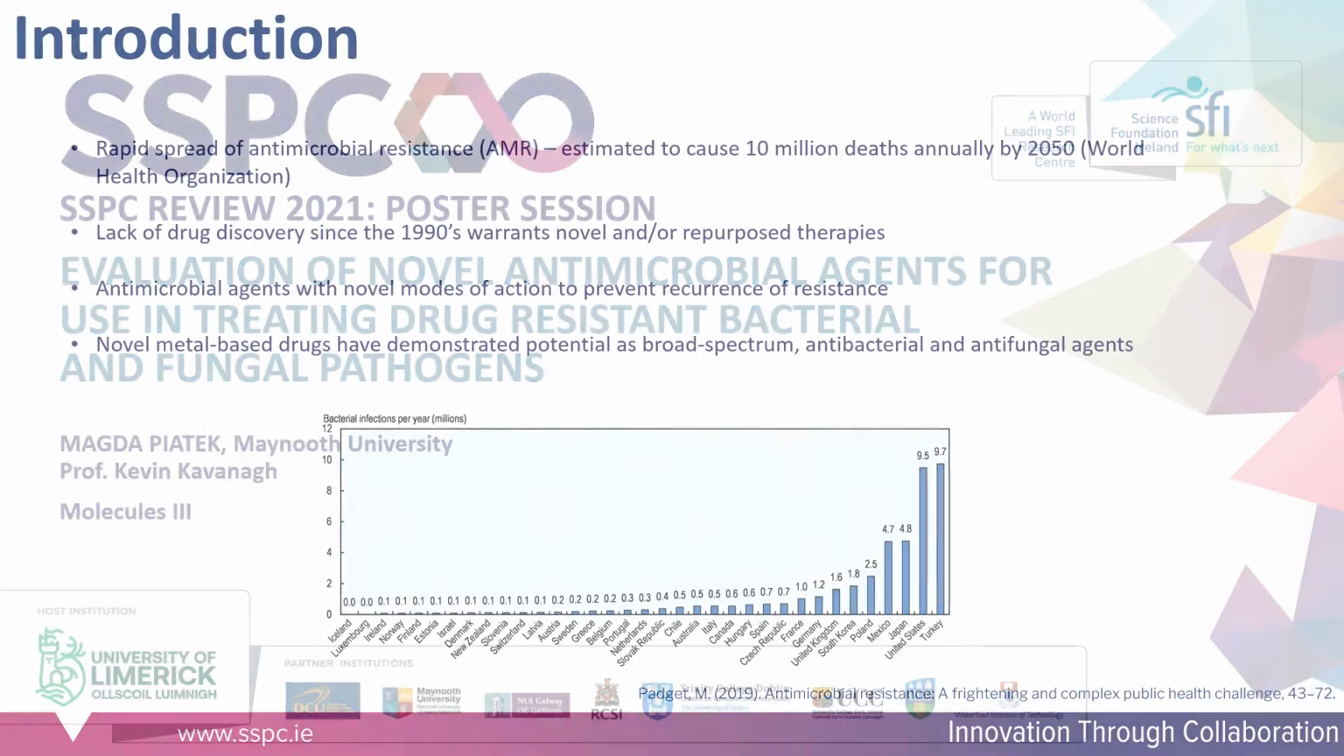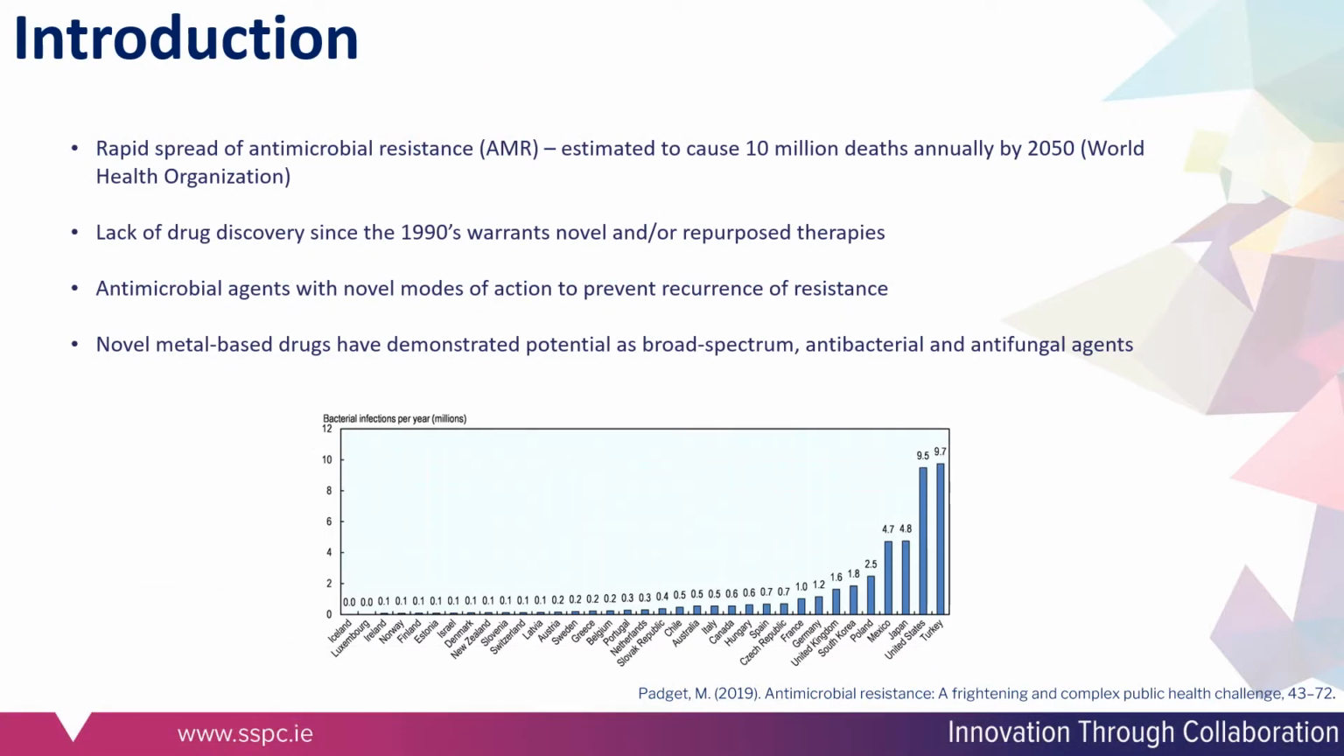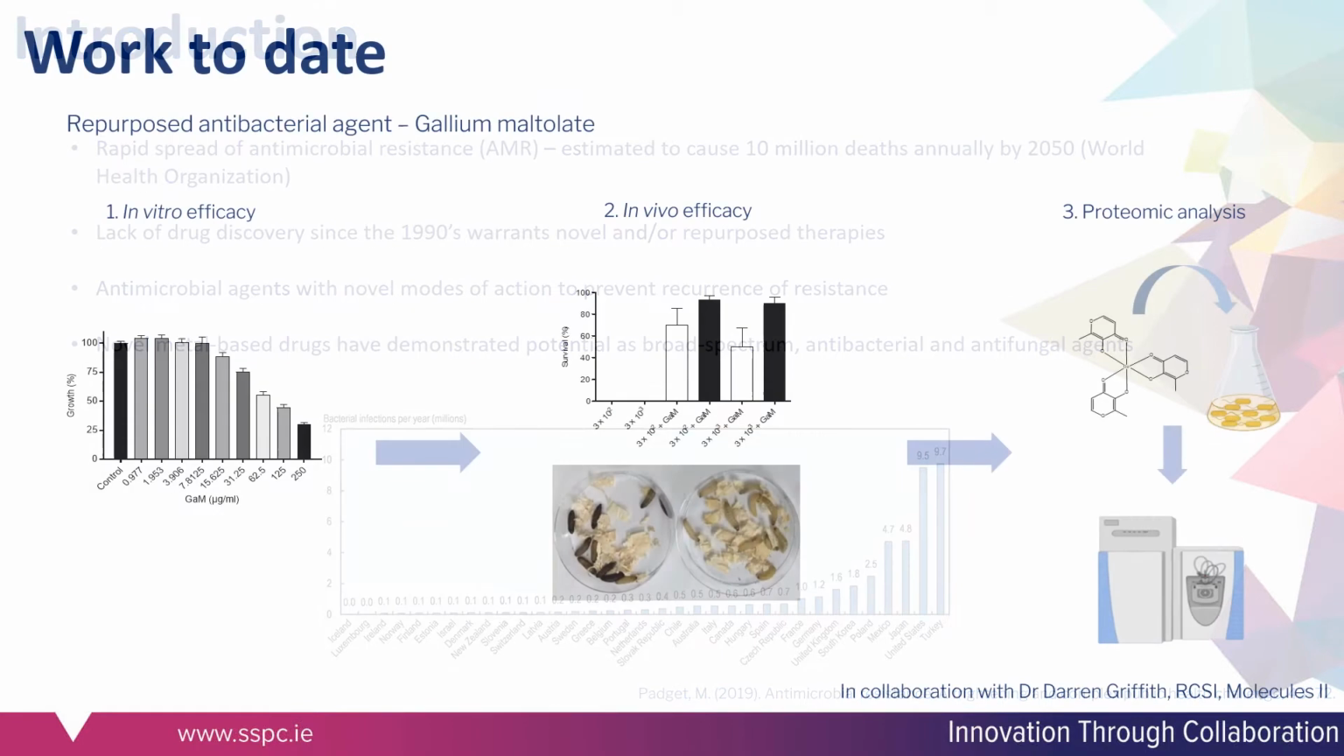pathogens. During the antibiotic era in the mid-1900s, we saw many medical advancements for the treatment of microbial infections. However, the emergence of resistant pathogens due to overuse and misuse of antibiotics has rendered many existing treatments inactive. The emergence of resistant microbial isolates will continue to rise and is estimated to cause 10 million deaths annually by 2050. We therefore urgently require new and/or repurposed therapies to help combat this issue.